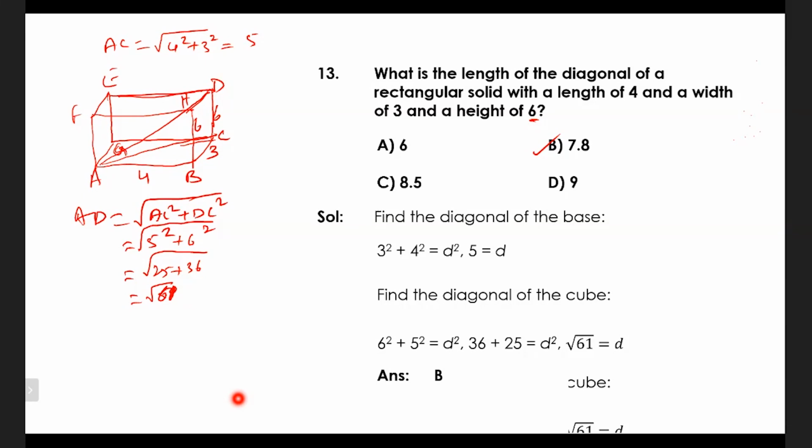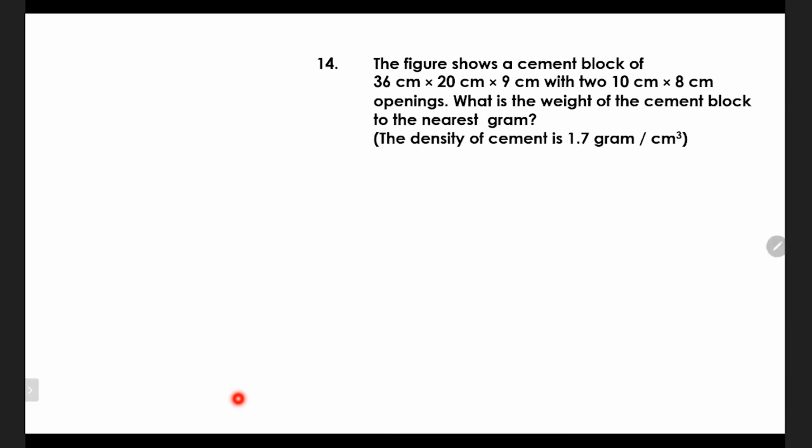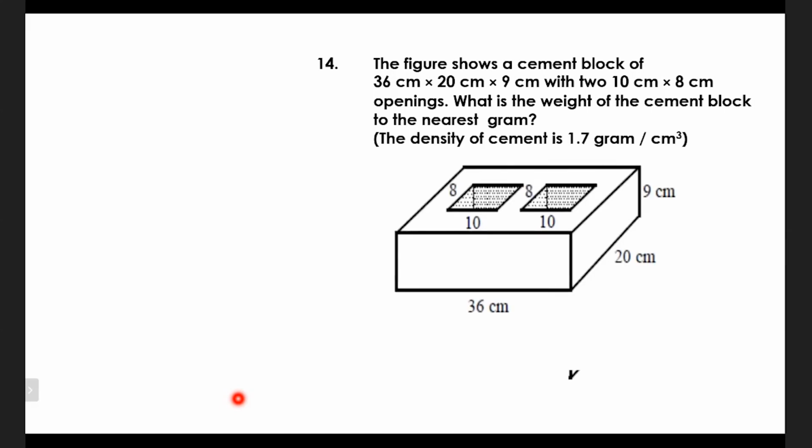So children, I think you followed this. Let us go to the next question. The figure shows a cement block of 36 centimeters by 20 centimeters by 9 centimeters with two 10 centimeter by 8 centimeter openings. So let us look at the diagram first. What is the weight of the cement block? So this is the diagram. You see, this is 36, 20, and 9. Height is this. So if these are the holes with 10 and 8, definitely the height should be the same, 9 only.